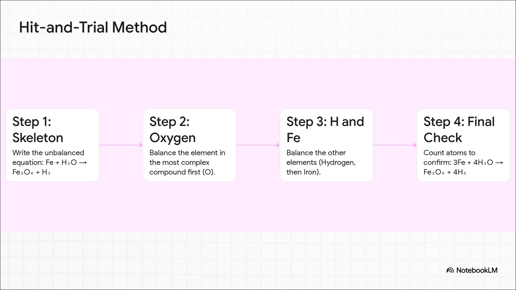Now, the most important thing to remember is that you can't change the formulas. H2O is always H2O. You can't just make it H2O2 or something. But what you can do is change how many of each molecule you're using. We do that by putting these big numbers, called coefficients, out front. We just tweak those numbers until the atom count on both sides is perfectly equal.